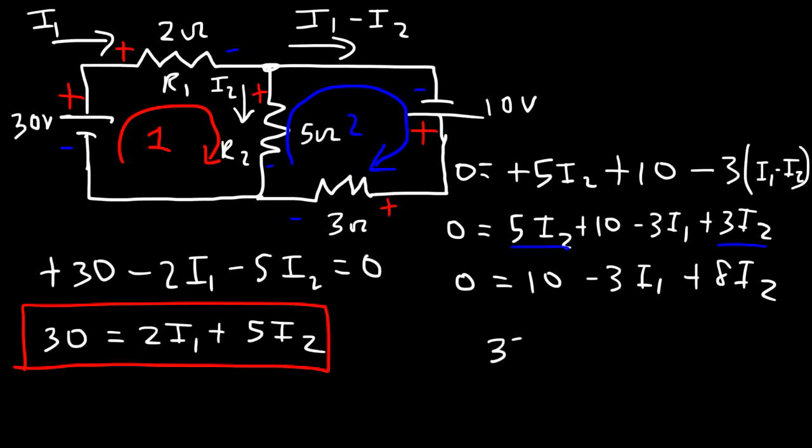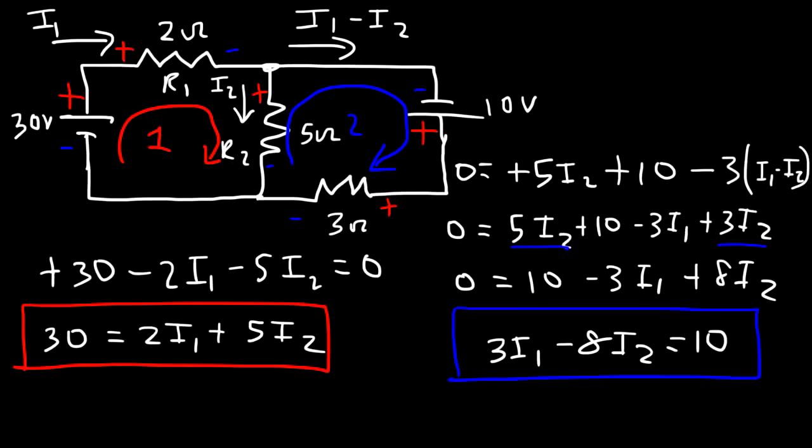So now I have positive 3I1 minus 8I2, that's equal to 10. So this is the second formula that we need. Now let's do some algebra.